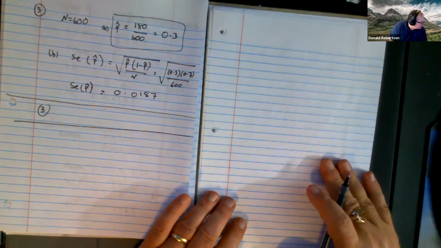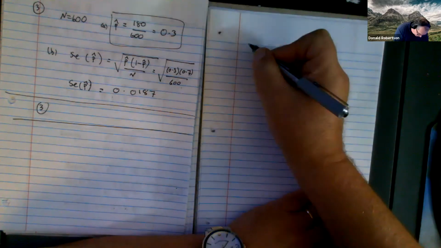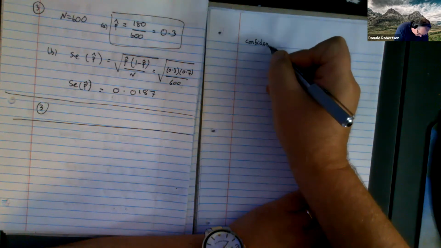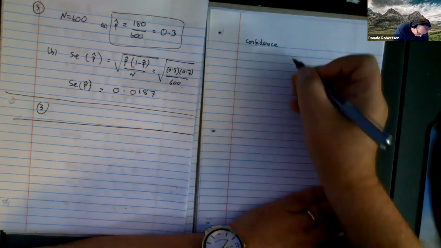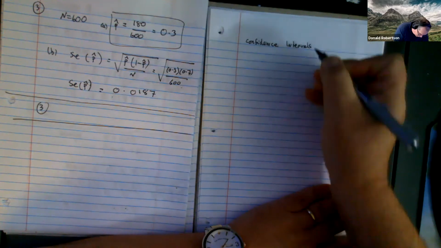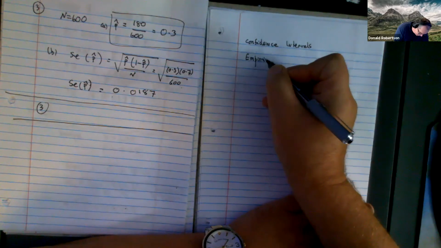So now we are going to calculate what are called confidence intervals, even although they don't use that term yet. That's what they're going to use in later sections. We're going to find confidence intervals, and we are going to use a thing called the empirical rule.